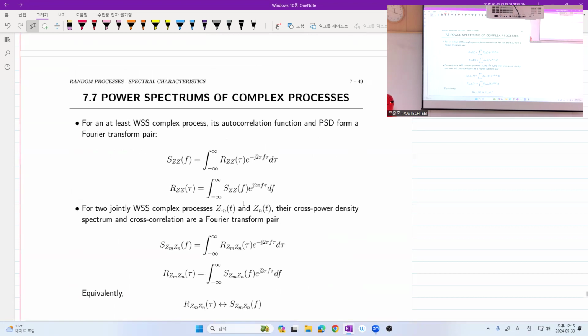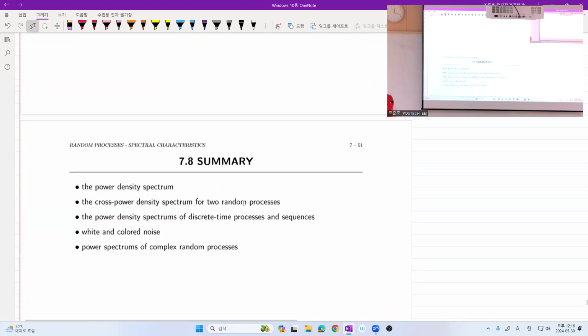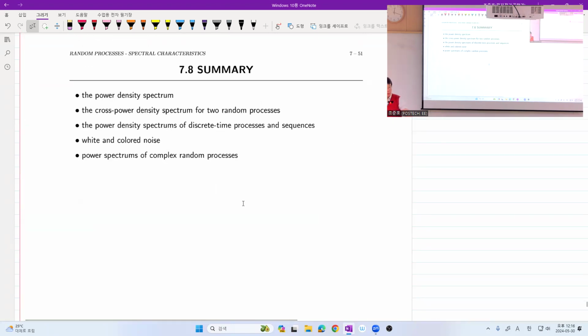Another important thing is the power spectrum of complex processes. And this is also deferred to some advanced graduate courses. So in this way, we covered chapter 7, the most important topics. Unfortunately, they are not all. In Papoulis' book, chapter 9, the first part introduces more definitions related to random processes. For example, cyclostationarity, which I really love as a researcher, because many man-made signals in communications or sensing can be classified as cyclostationary random processes.